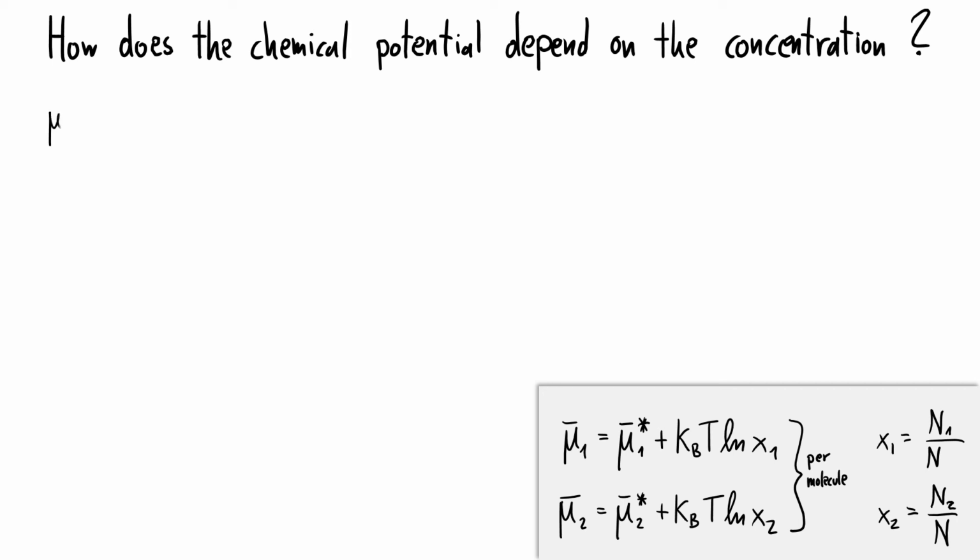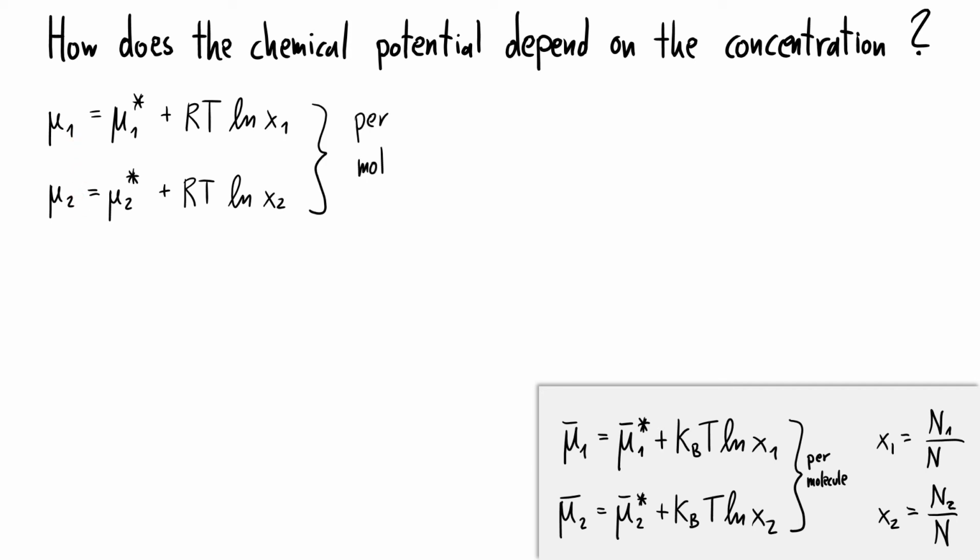Okay, so now with these expressions, we can also write formulas for the chemical potential of the solvent and the solute per mole rather than per individual molecule. And those can be obtained by simply exchanging the Boltzmann constant with the gas constant. So in the following, we will mainly focus on the second expression, the chemical potential of the solute, because that's what we are interested in.